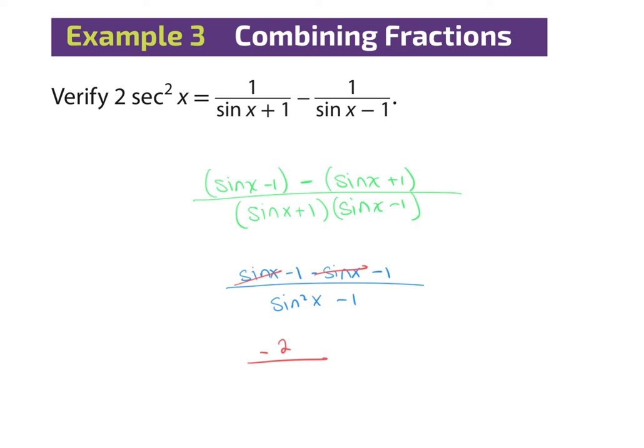So I have negative 2 over sine squared x minus 1, which should trigger a Pythagorean identity, right? Not an exact one, but sine squared plus cosine squared equals 1. If I want sine squared minus 1, move the 1 over, move the cosine over, right? So I can replace sine squared minus 1 with negative cosine squared of x. Negative over negative, those cancel, right? And what is the reciprocal of cosine if I want to put it up there? Well, that's just going to be secant. And I'm done.